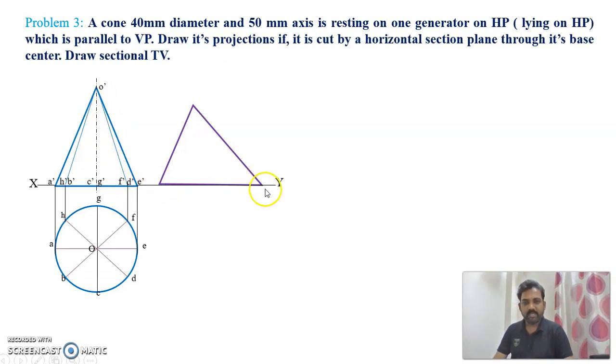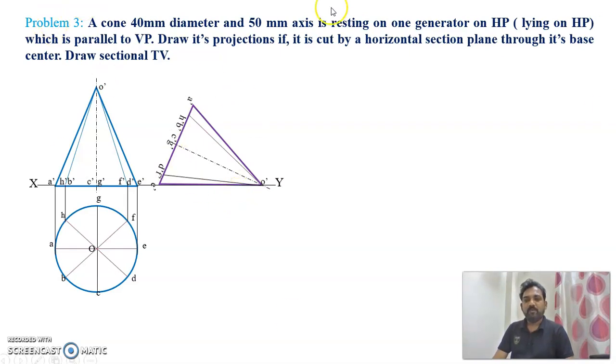So if this point is O dash and this point is E dash, then with a compass take a distance equal to A dash E dash. By keeping E dash as a center, draw an arc, then take with the compass a distance equal to O dash A dash, and then keeping this point as a center, cut this arc. So you will be able to construct the front view of a cone lying on one of its generators. So let's mark the point.